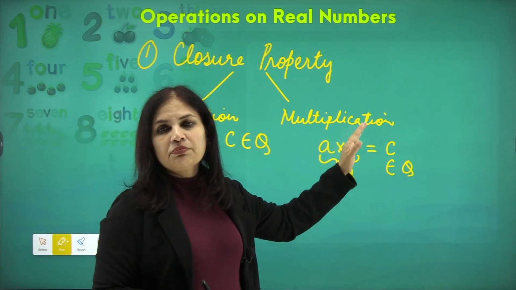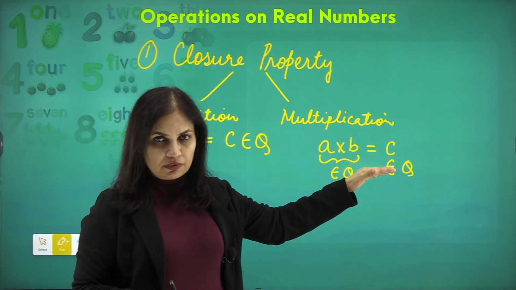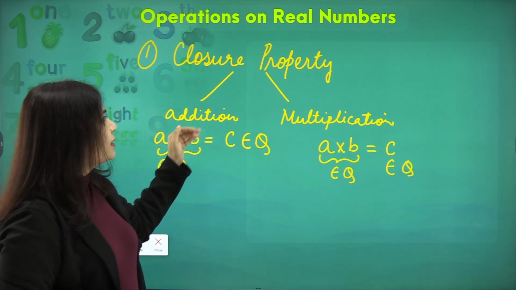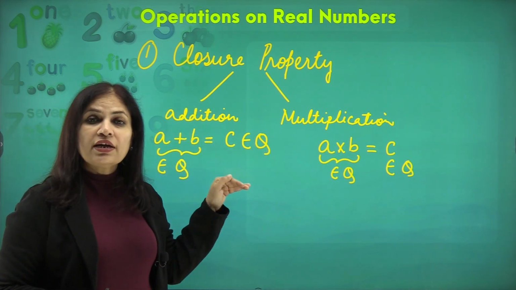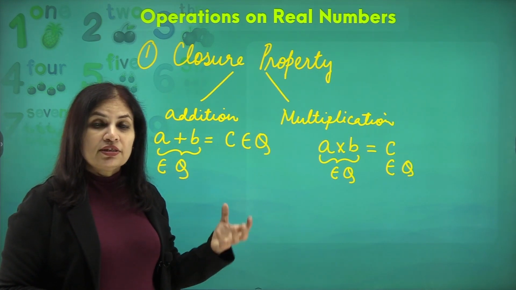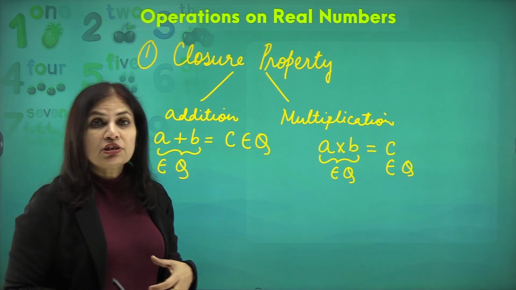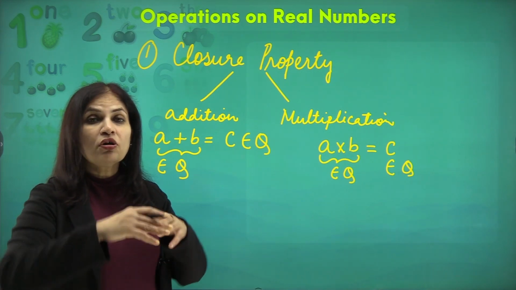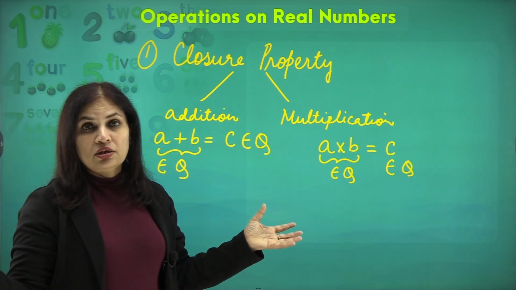Multiplication of two rational numbers will result in a rational number. That is why they are said to be closed under addition and multiplication. They still remain rational numbers. They do not take any other form. They do not go out of their domain.